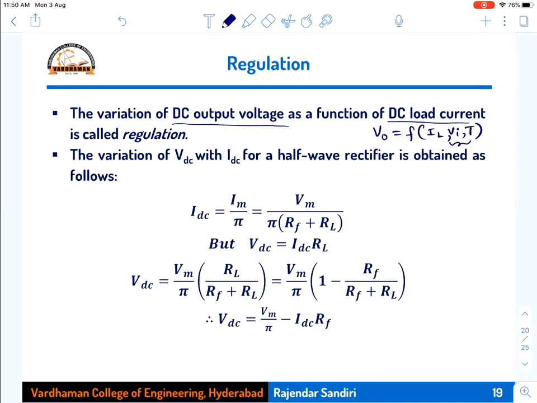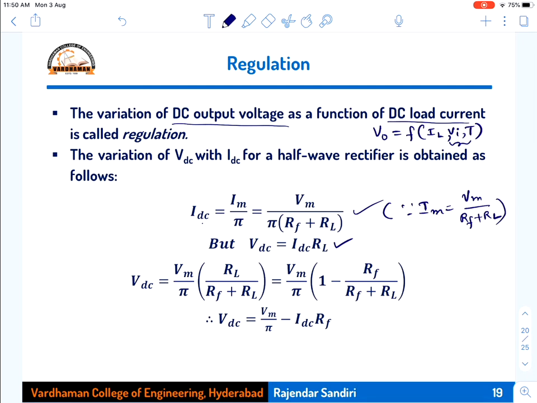Now we will see the variation of VDC with IDC for a half wave rectifier, obtained like this. So how VDC and IDC are related, that we will be calculating. IDC is equal to Im by pi. We already calculated this. But Im in terms of Vm is Vm by Rf plus RL. So IDC is equal to Vm by pi into Rf plus RL. We already know this relationship, therefore we are just substituting there. But VDC is equal to IDC into RL, Ohm's law.